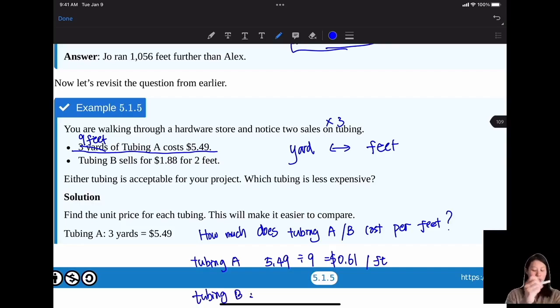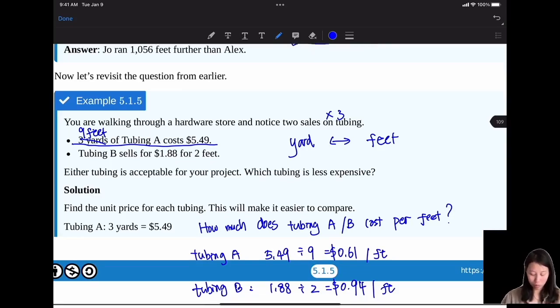Now we still need to calculate tubing B. Tubing B sells for $1.88 for 2 feet. So each foot is going to cost what? $1.88 divided by 2, which is 94 cents per foot for tubing B. So which one is cheaper? Tubing A, right? Because the cost per unit is 61 cents, cheaper than tubing B.